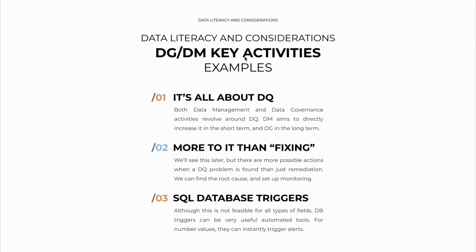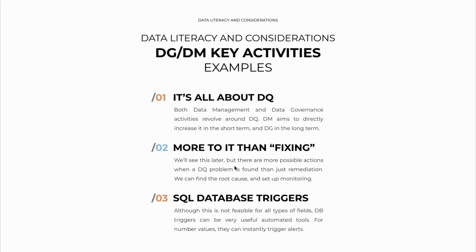What are some examples here? The first is that all operations revolve around data quality. Both the data management and data governance disciplines revolve around improving data quality. Data management aims to directly increase it in the short term with fixes, and data governance aims to indirectly improve it in the long term.